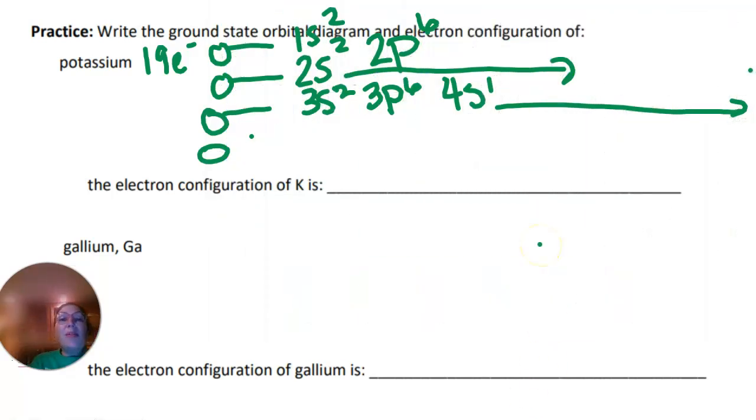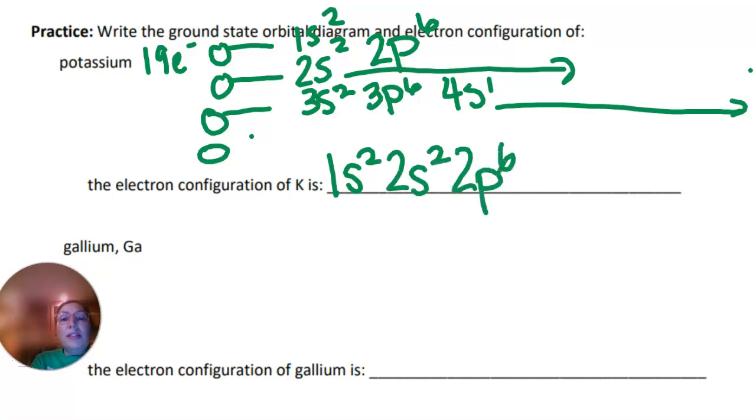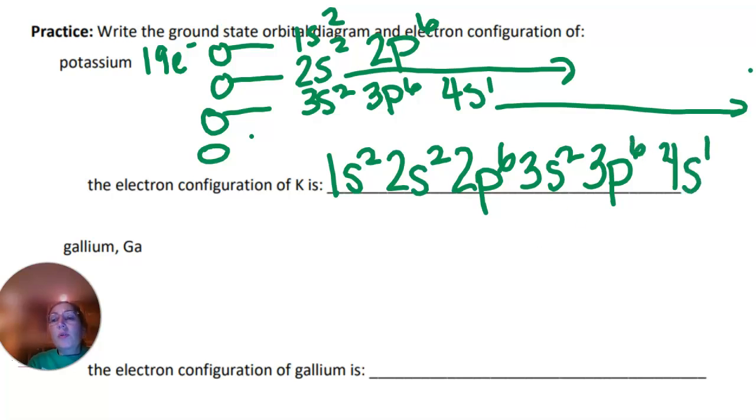Okay, so I'm going to copy that down here. 1s2, 2s2, 2p6. That's my first 10, by the way. 2 and 2 is 4, and 6 is 10. 3s2, 3p6, that's 18, and 4s1 is 19.